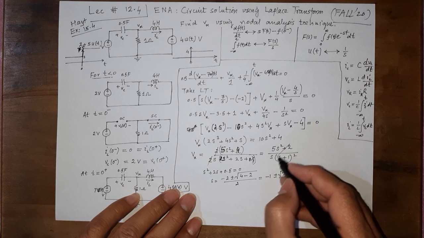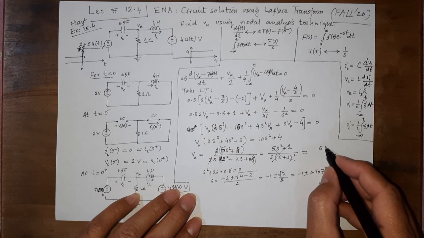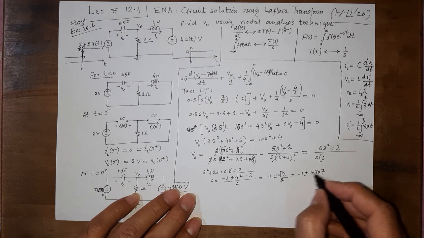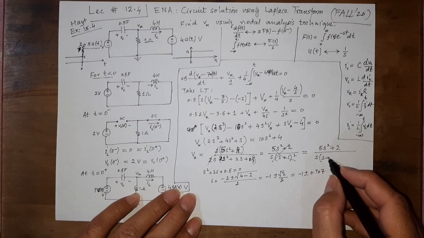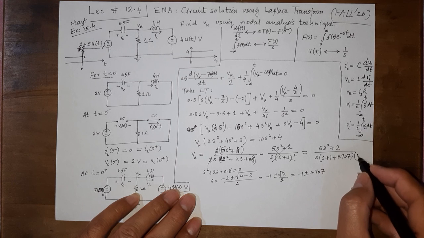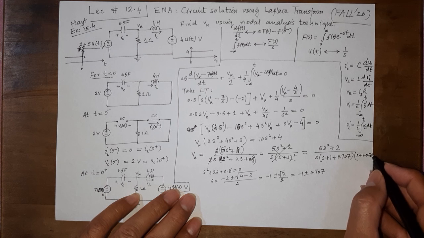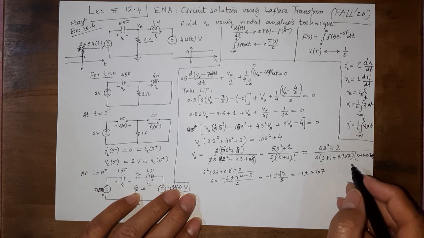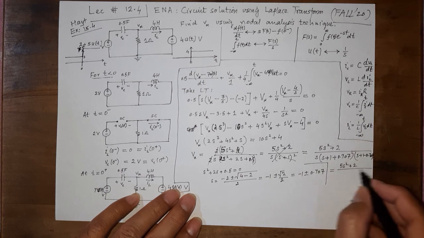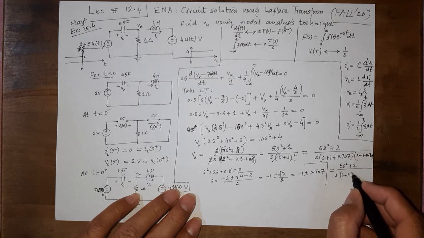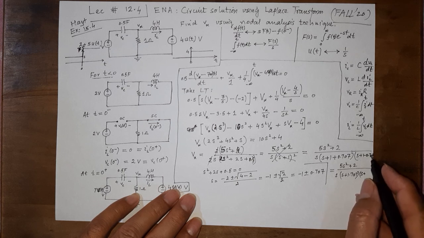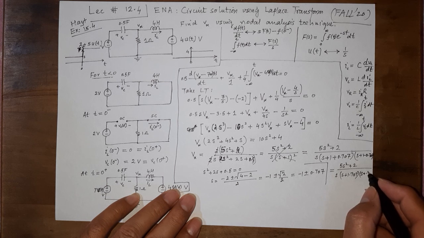So instead of this, the actual term becomes 5s square plus 2 over s into s, one of the factors that goes on the other side, s plus 1 plus 0.707 and s plus 1 minus 0.707, or 5s square plus 2 over s into s plus 1.707 and s plus, what do we get here, 0.293, maybe 0.293.